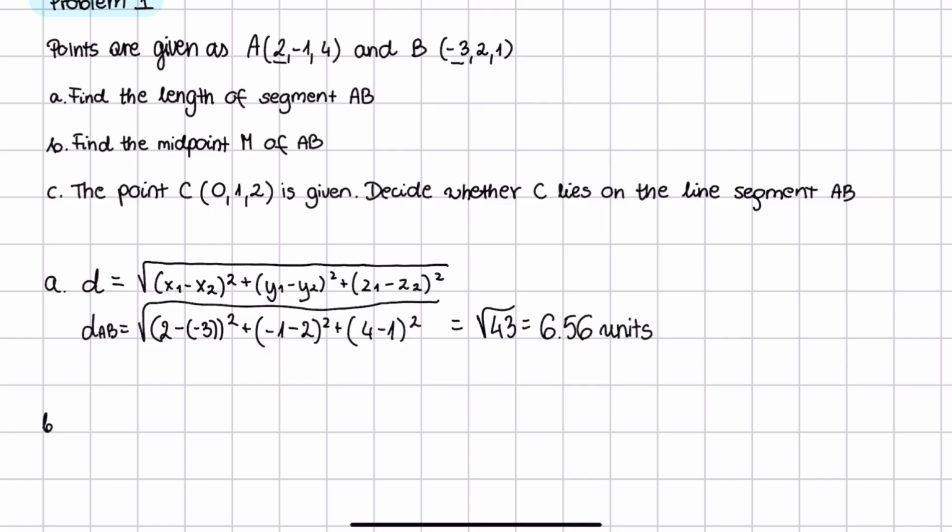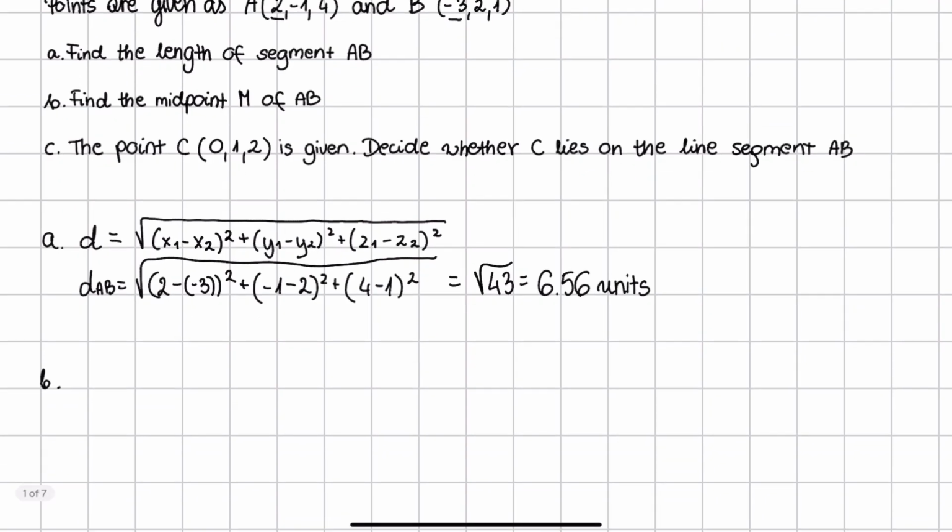And part B, find the midpoint M of AB. So here we have to use our booklet, or basically the formula for the midpoint is very easy. It's basically x1 plus x2 divided by 2. It's like calculating the mean. So we are adding the x's and dividing them by the number of them. So 2 x's, we are dividing by 2. The same goes with y's and z's. But you have it in your booklet as well.